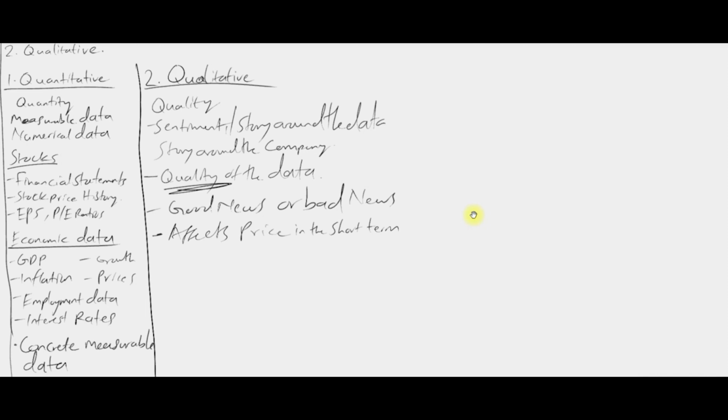This other side of qualitative analysis is where the situation of whether something is good news or bad news heavily affects short term price action. And when you talk about reading the news, this is the part you really need to understand well. Qualitative analysis.